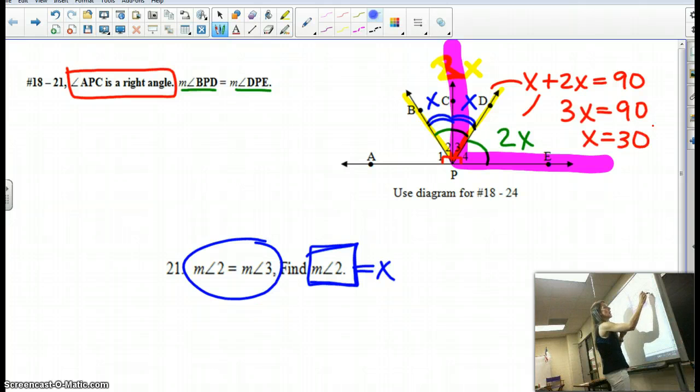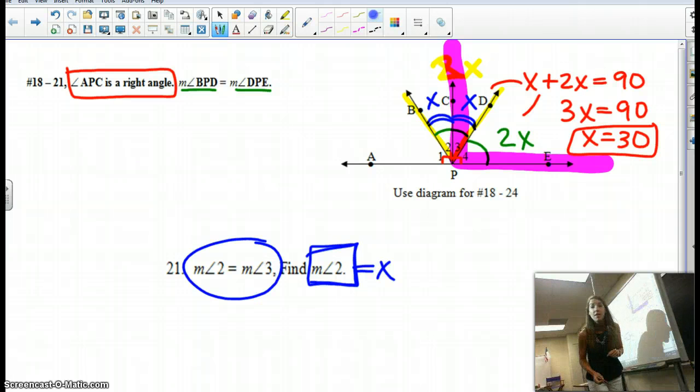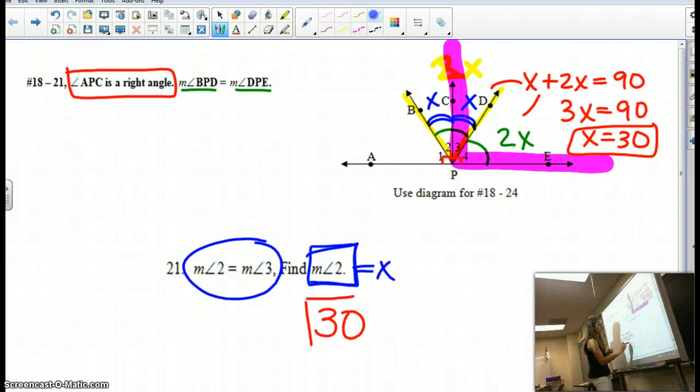x equals 30. What did I say? When we found x, we would know our angle because I named angle 2 x. So we are done. The measure of angle 2 is 30.